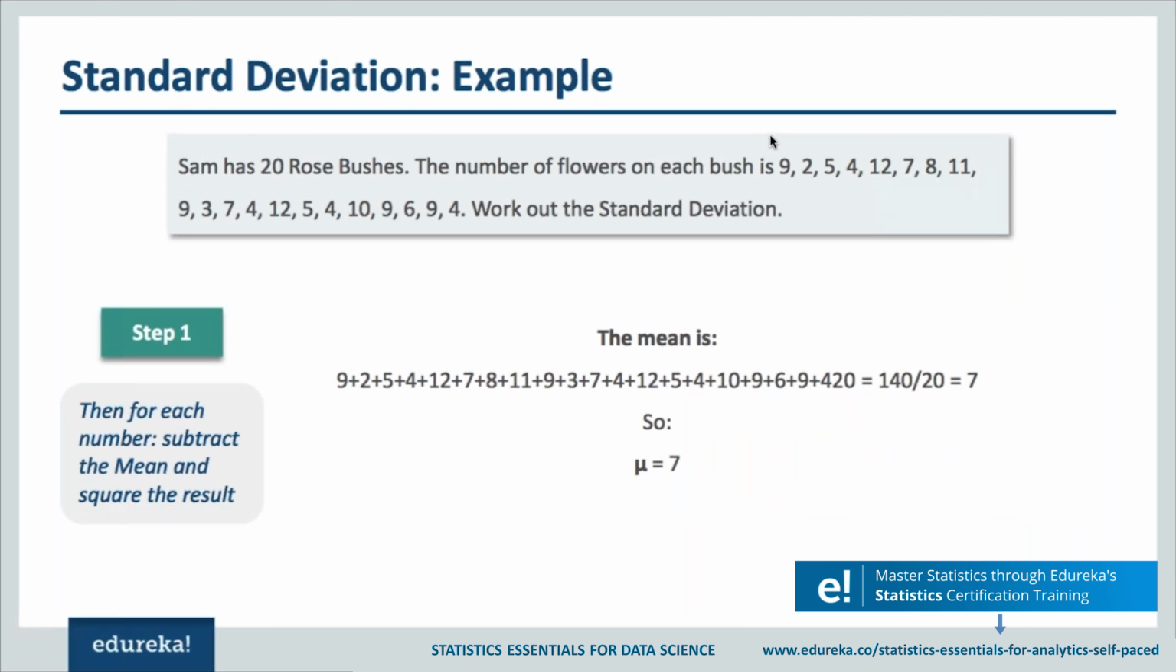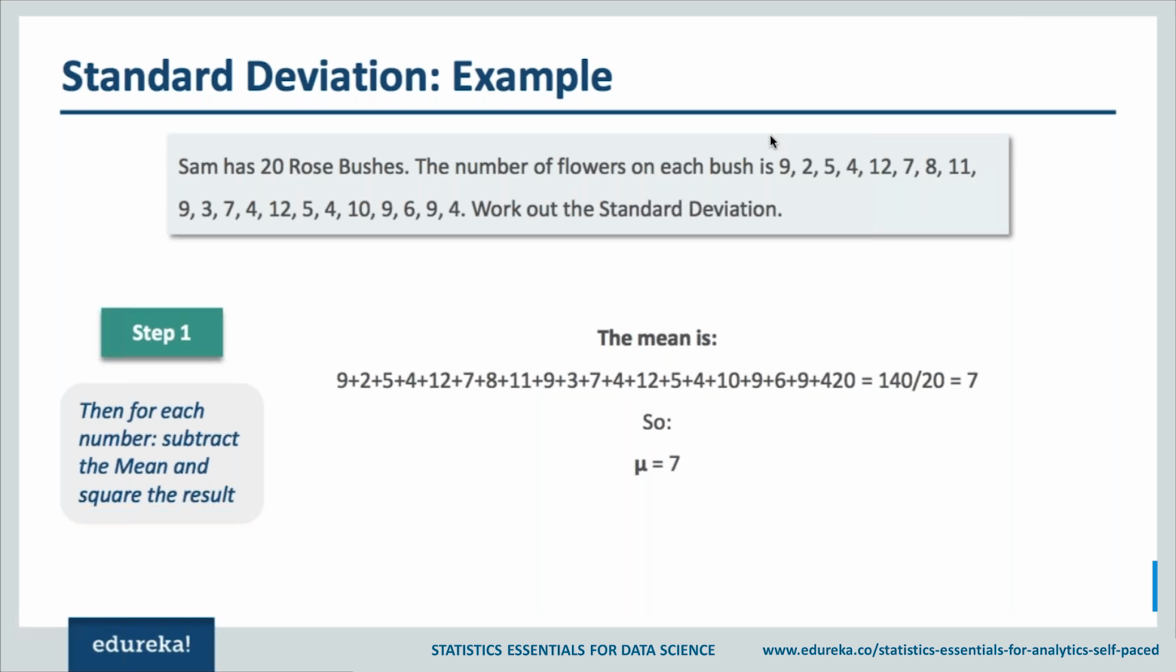Let's take a look at this example in order to understand standard deviation. Say, for example, Sam has 20 rose bushes. The number of flowers on each bush is 9, 2, 5, 4, 12, 7, 8, 11, and a few other values. Now we need to calculate the standard deviation. As I told you, standard deviation and sample variance revolve around the mean, so first of all we need to calculate the mean value. Here in this case, the mean value is 7.